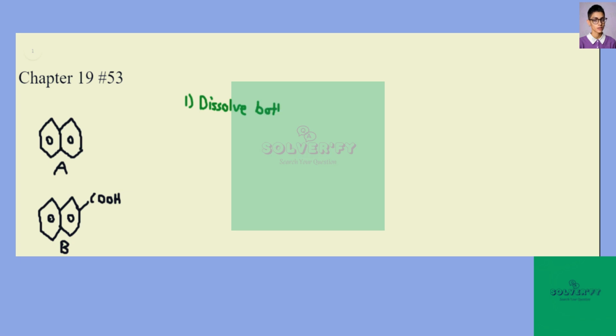So dissolve both in an organic solvent, for example, methylene chloride, ether, or hexanes. I'm not sure offhand what they would both be soluble in, but almost everything is soluble in methylene chloride. So we will say methylene chloride, or dichloromethane, CH2Cl2. We dissolve both in methylene chloride in this example.